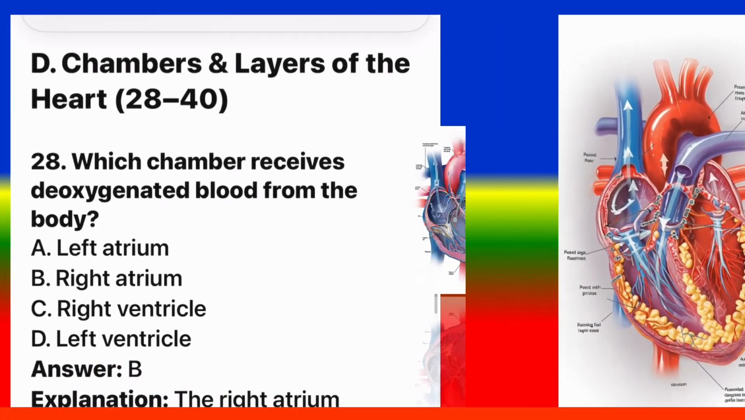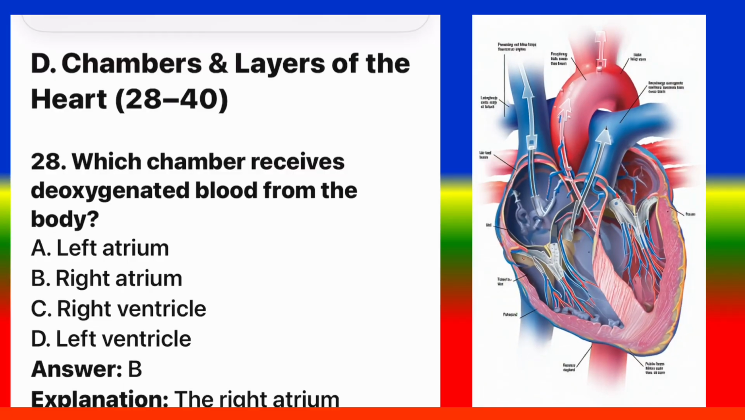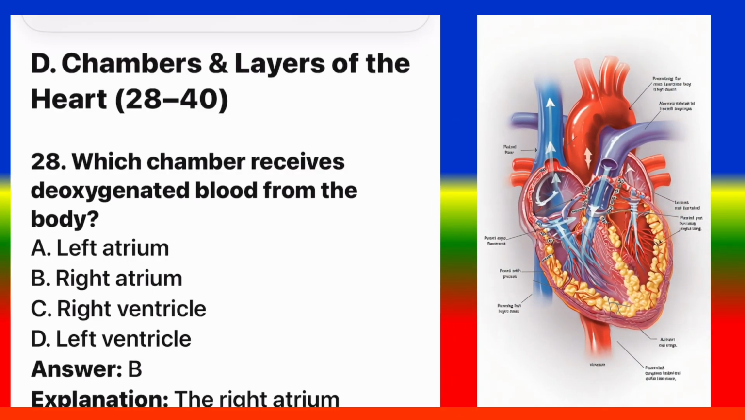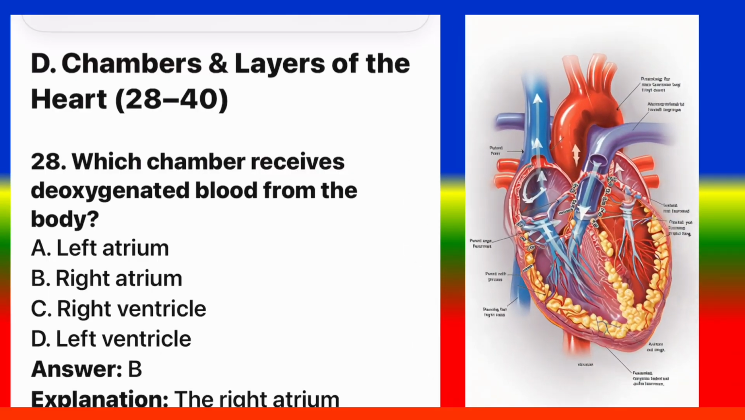D. Chambers and layers of the heart. 28. Which chamber receives deoxygenated blood from the body? A. left atrium, B. right atrium, C. right ventricle, D. left ventricle. Answer B. Explanation: the right atrium receives venous blood from the venae cavae.